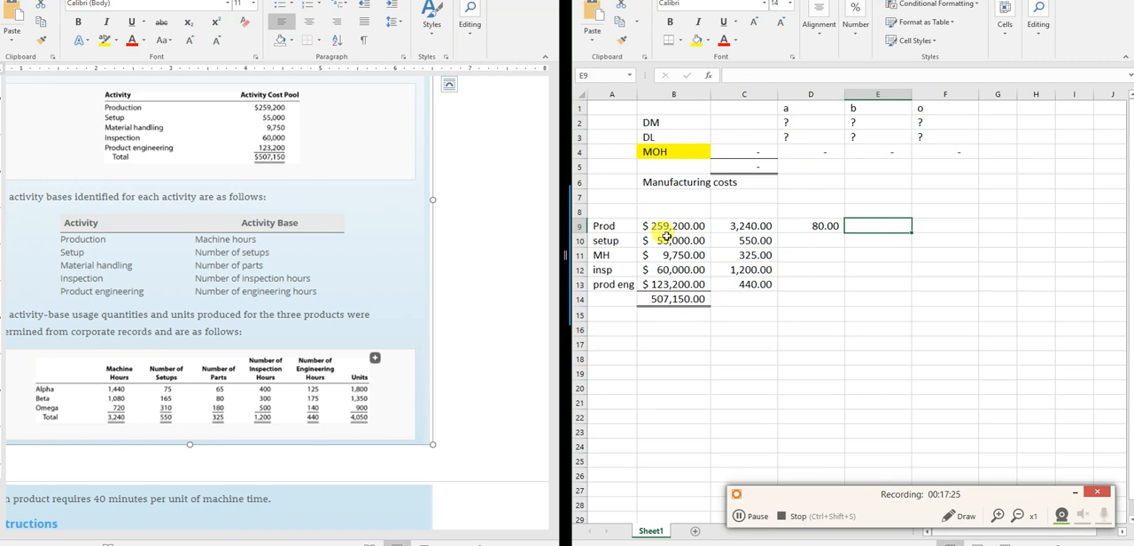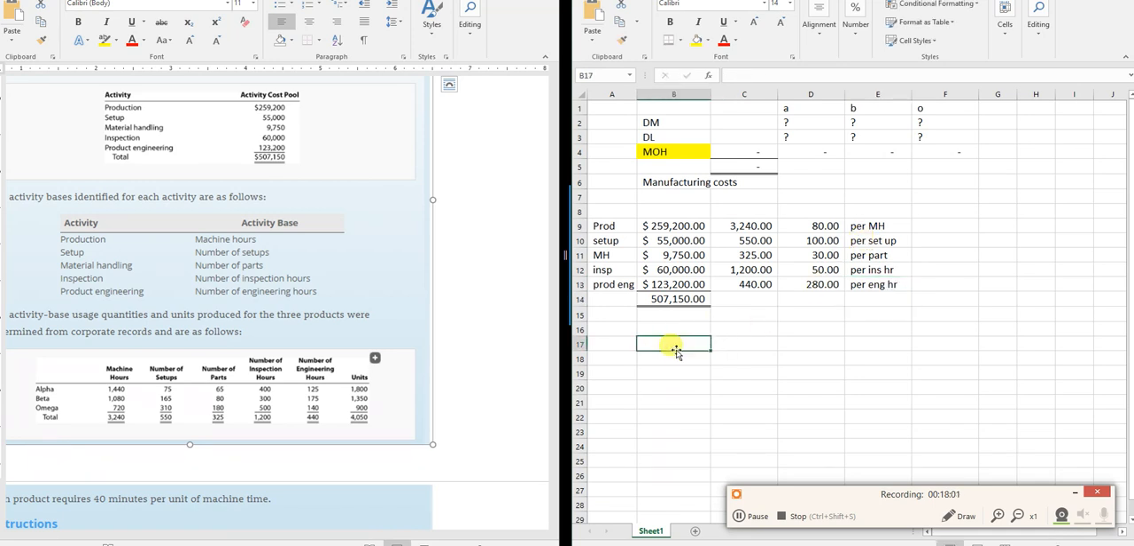So I put dollar signs in front of this to make sure they're dollars, and then I didn't in front of this. One thing I always do, so I don't get messed up, is write "per machine hour." I put the per there. So now I just have to take each one of these numbers divided by the second column. Okay, so this is my cost driver. This one is per setup, this one is per part, this one is per inspection hour, and this one is per engineering hour.